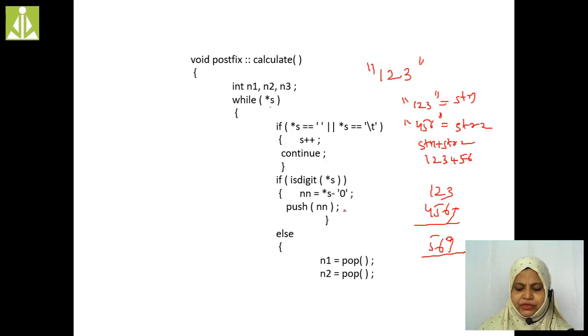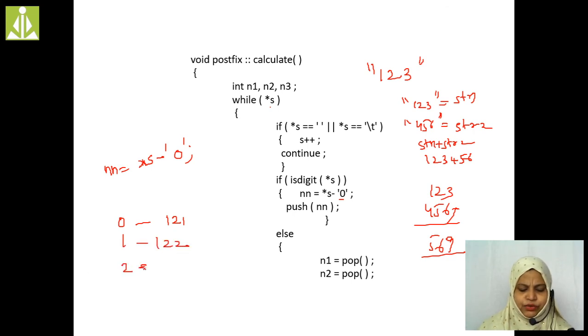That's why we have to take this minus '0'. nn equals *s minus '0'. Here, generally, the character '0' has an ASCII value, but I don't remember the exact ASCII value of '0'. Then what is the ASCII value of '1'? Then '1', '2', '2'. Then what is the ASCII value of '2'?